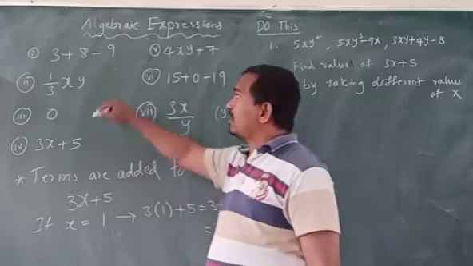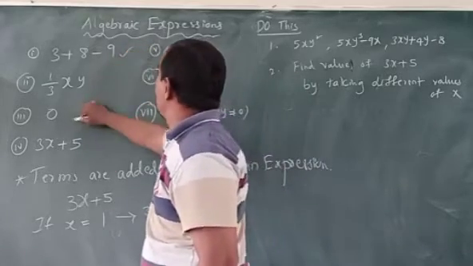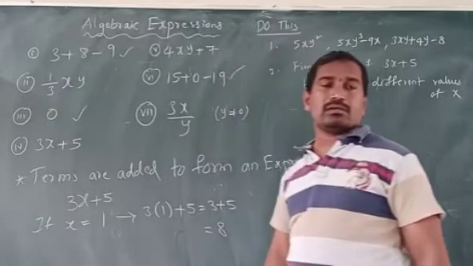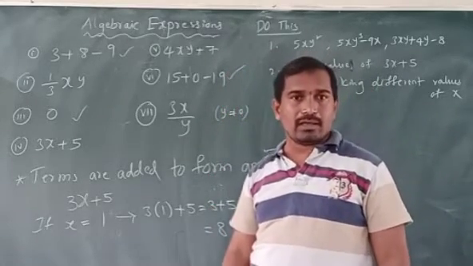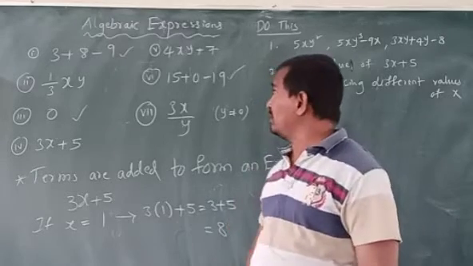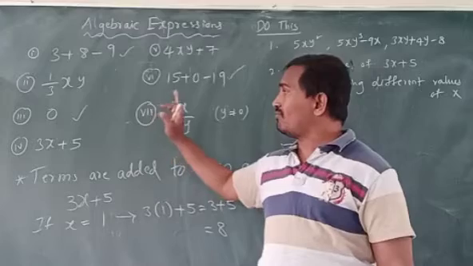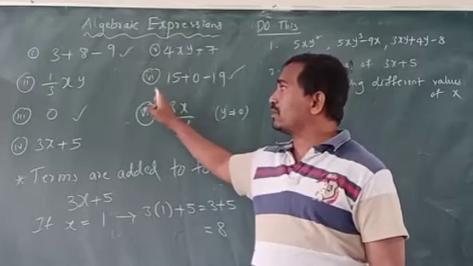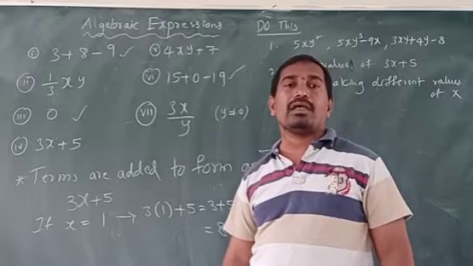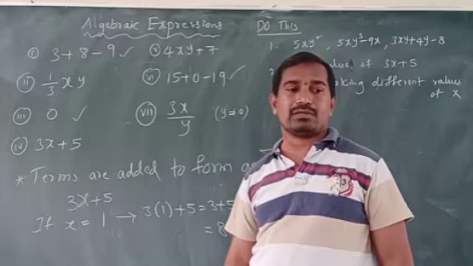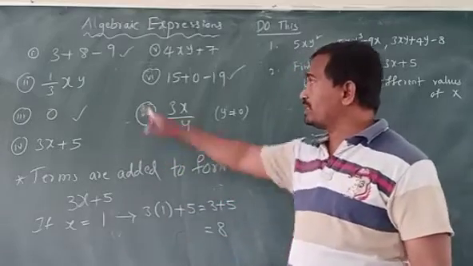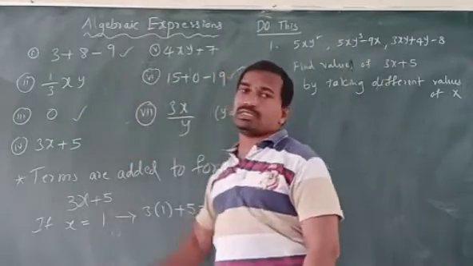If you observe the first one, third one, sixth one, are you getting any idea for the remaining and these 3? In these 3, first, third, sixth, there are only constants, numerals. These are numeral expressions. Okay. These are called numerical expressions.